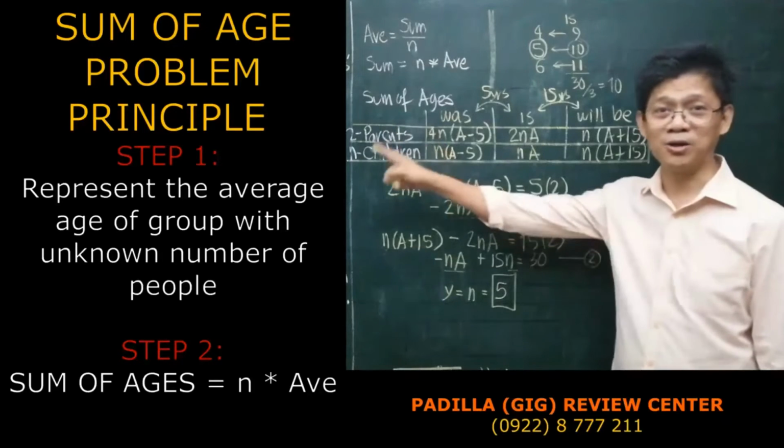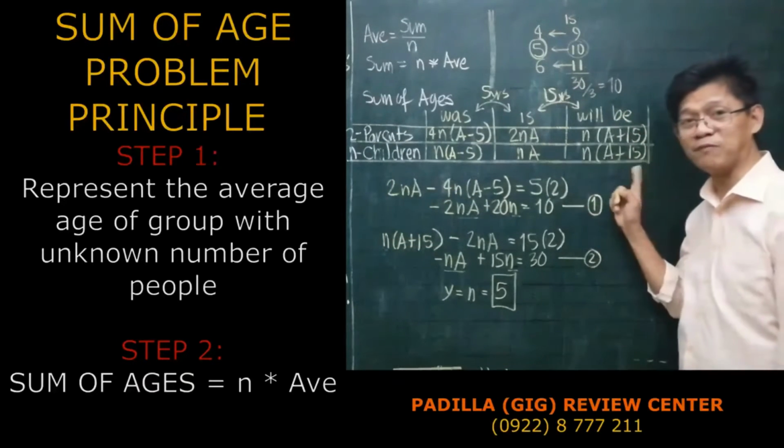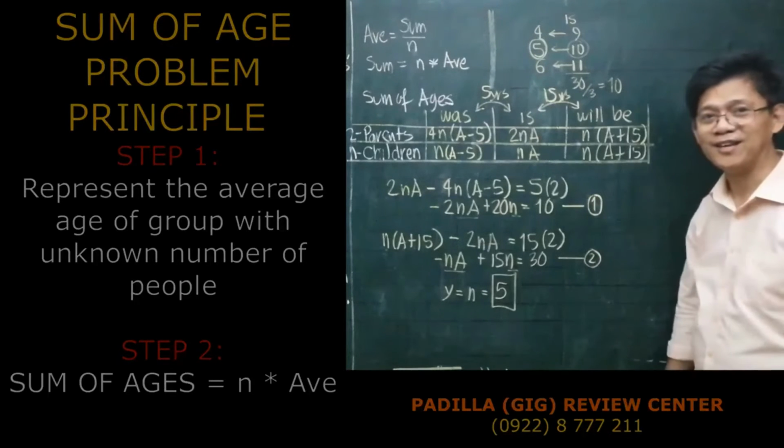10 years ago, it's A minus 10. 15 years from now is A plus 15. 20 years from now, it's A plus 20. You follow?